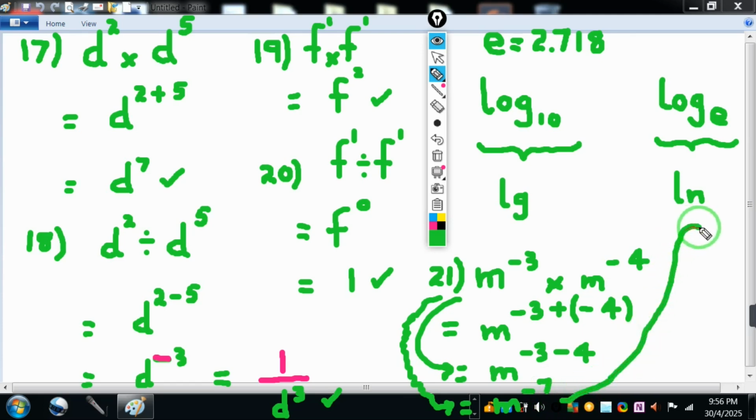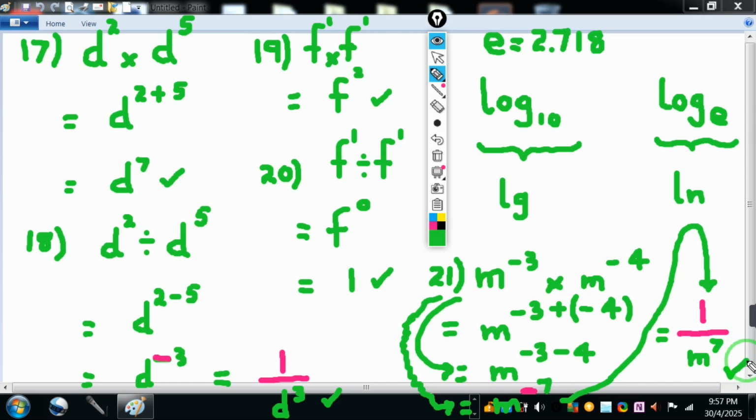That part, don't you ever forget that. And then all the rest will be the same. The M is there, the 7 is there. So it's M to the power of minus 7. Can never ever go wrong. Be very confident with what you are doing.